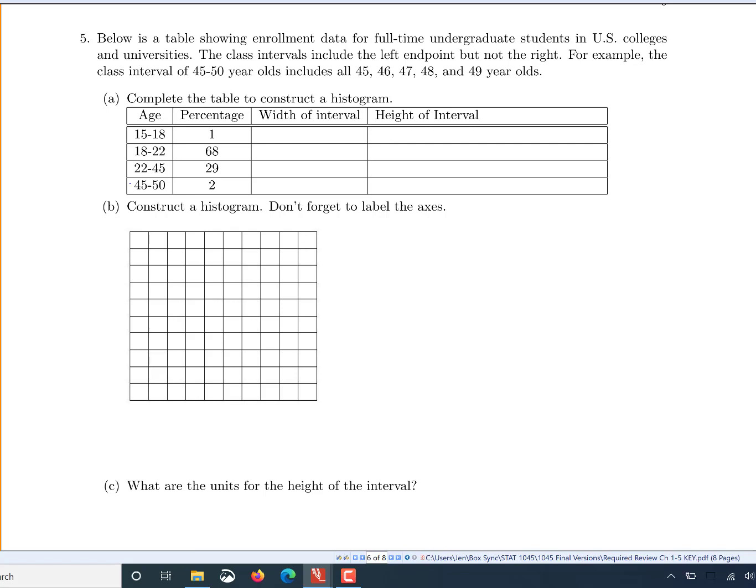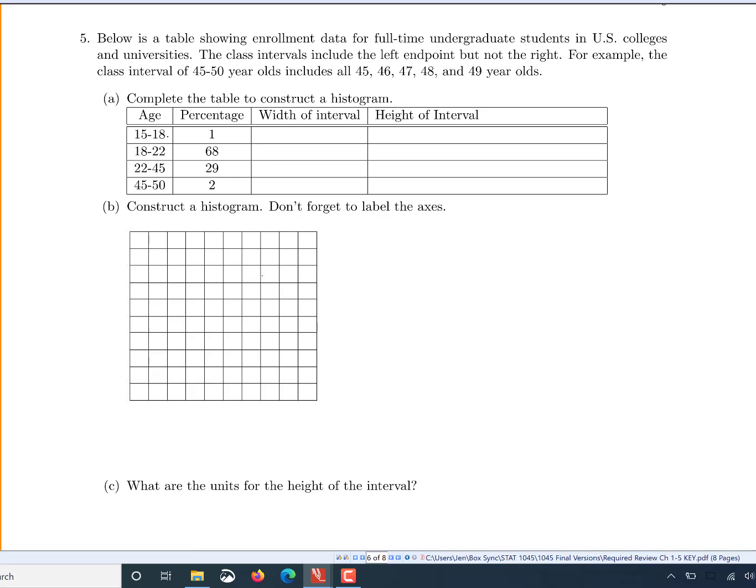So we want you to construct a histogram. I am going to draw it here on the exam. I obviously can't have you actually draw it, but I could have you fill out a table like this on the exam. So you have each age, you have the percentage of people in that age. Now you need to come up with the width and height of an interval.